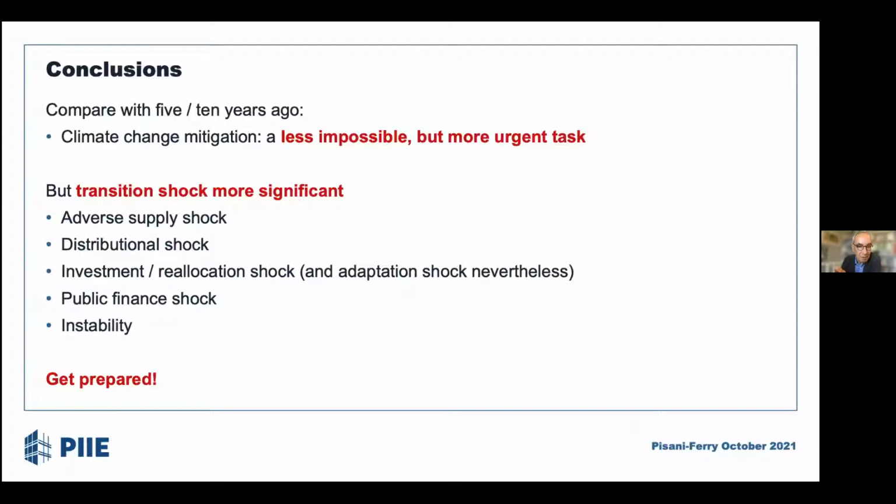But I think it's also a more urgent task, and we view the transition cost shock today as more significant for all the reasons I gave, and let me just repeat: the adverse supply shock, distributional consequences, the investment, and the fact that there needs to be reallocation away from consumption to investment, the public finances shock, and the instability along the road. So I would argue strongly in favor of us working much more on these dimensions over the medium-term horizon. Thank you.